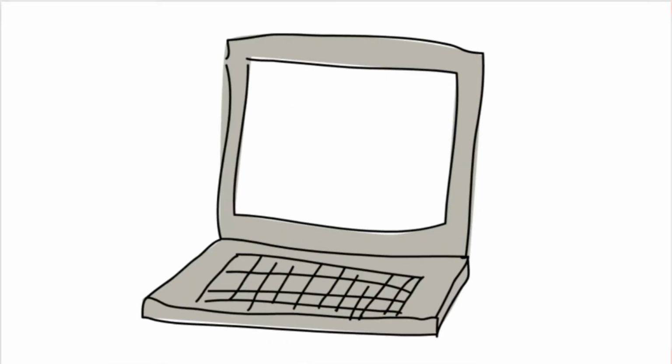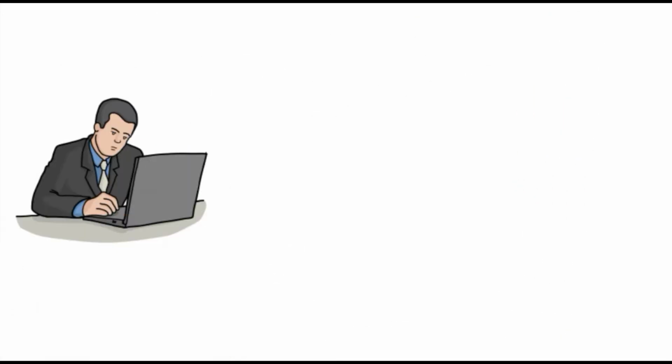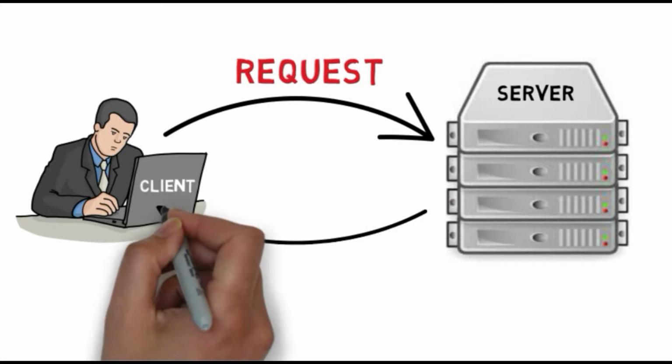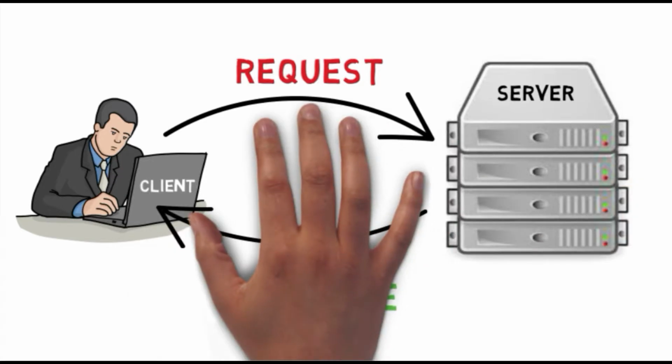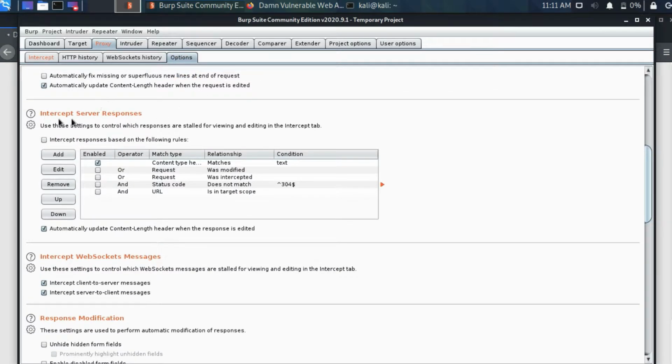So now, as we already said, when you browse the internet, you type a domain name, for example, utip.com, so you are sending a request to the server, and the server will send you a response. But in Burp Suite, we only intercept the request. We are not able to intercept the response. So we need to configure Burp Suite so we can intercept the response also. Now let's go to Burp Suite, go to Options, Intercept Response.